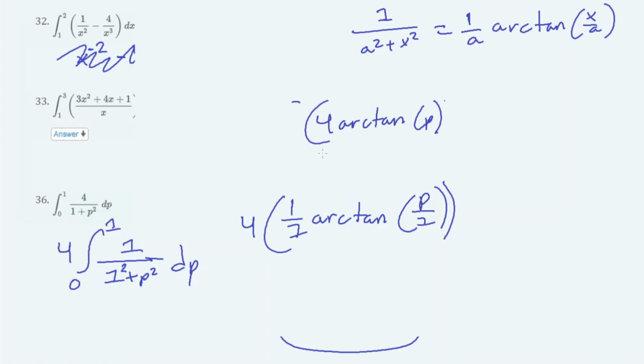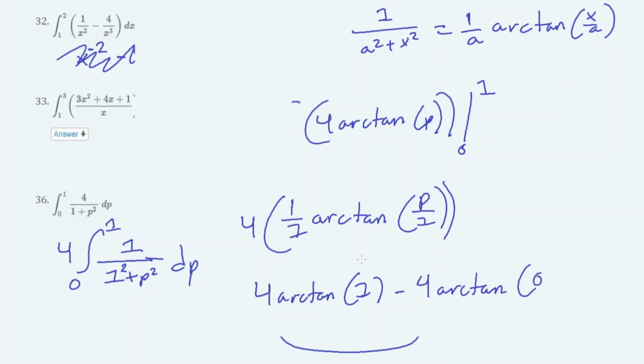And now we have to integrate this from 0 to 1. So if we integrate 4 arctan p from 0 to 1, we're going to have 4 arctan 1 minus 4 arctan 0. And now when you put this in the calculator, you want to make sure your calculator's in radians, because 1 and 0 are acting as radians here, not degrees. If you put it in degrees, it's going to give you a totally different answer.